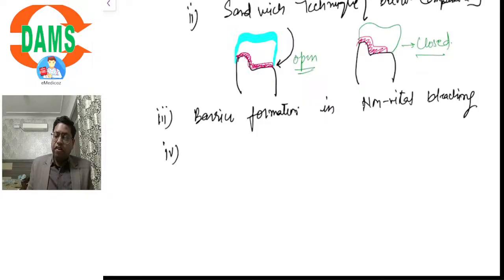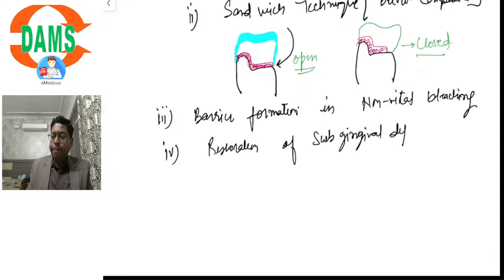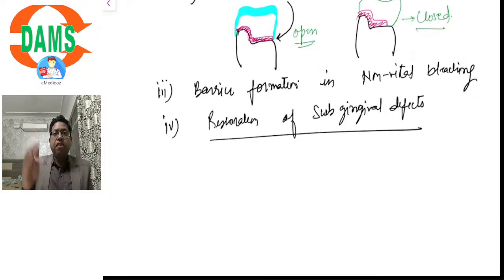They are also used in restoration of subgingival defects. Subgingival defects means we have to put a restoration onto the cementum area. Composites are not bonded well to the cementum. So the choice of restoration for subgingival defects would be RMGIC. These are the indications for resin modified glass ionomer cement.